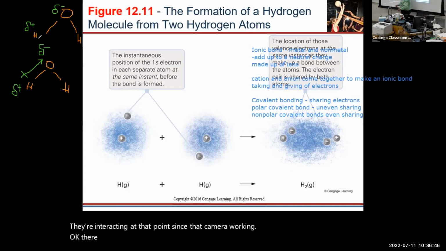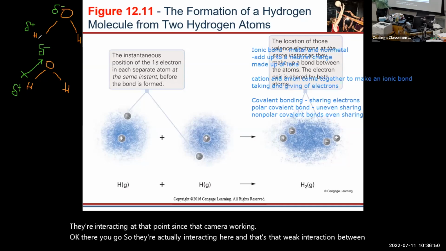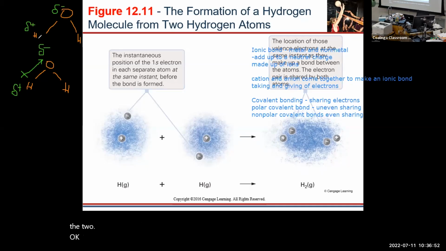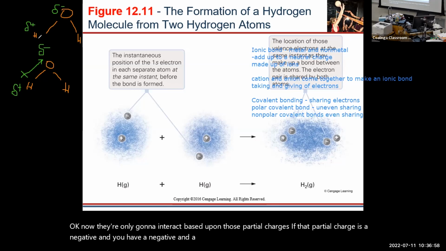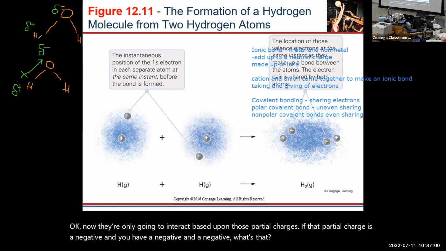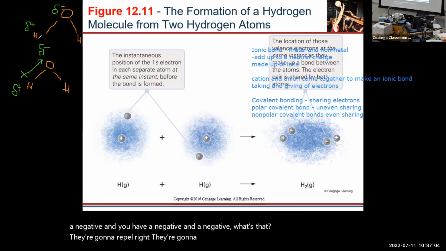So they're actually interacting here, and that's that weak interaction between the two. Now, they're only going to interact based upon those partial charges. If that partial charge is a negative, you have a negative and a negative, what's going to happen? They're going to repel, right? Only if it's a positive and a negative are you going to get that interaction.